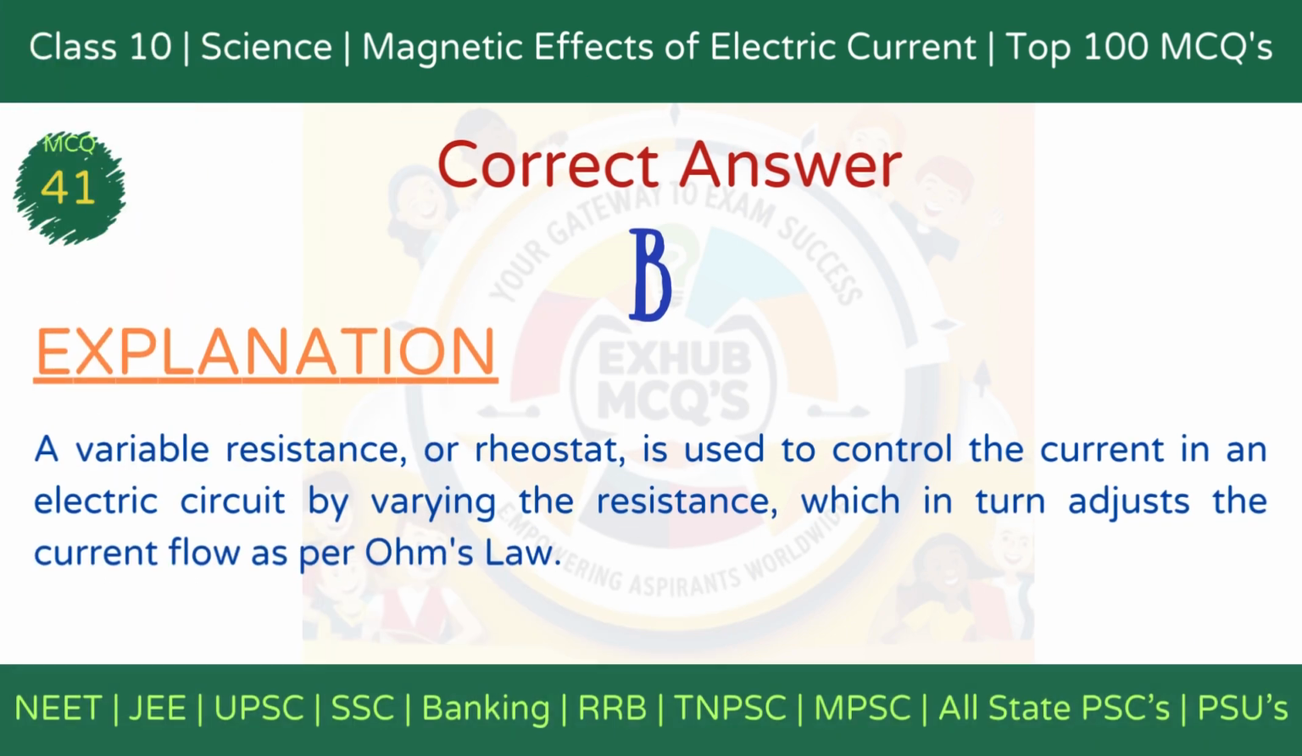The correct answer is option B, to control current. Explanation: a variable resistance, or rheostat, is used to control the current in an electric circuit by varying the resistance. By adjusting the resistance, the current flow through the circuit can be increased or decreased as needed.